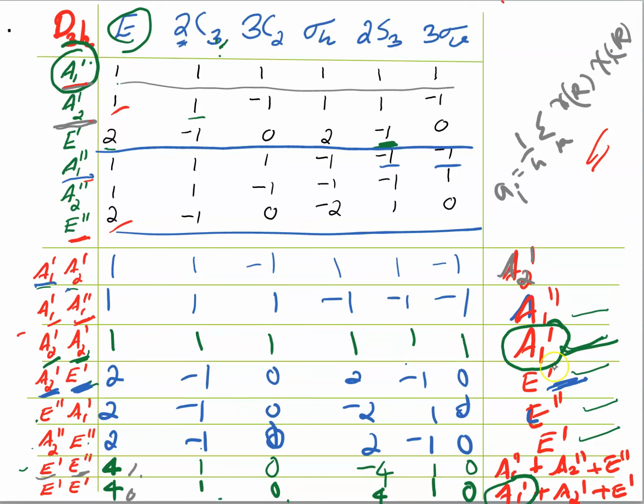Okay, what are the peculiarities here? Here A2 dash is multiplied with A2 dash. Then we get A1 dash, a totally symmetric representation. Here also E1 dash multiplied by E1 dash. Then we get a reducible representation, which on reduction, one of the IRs will be a totally symmetric representation.